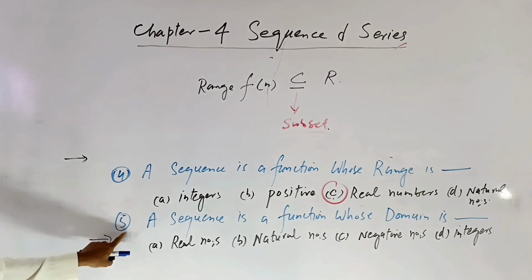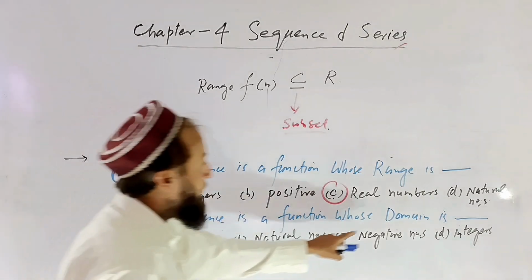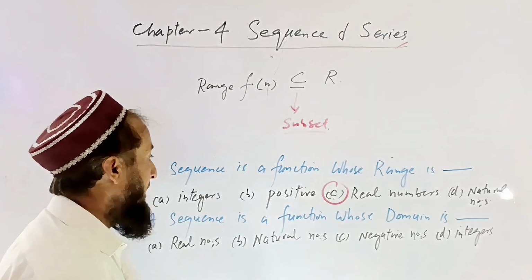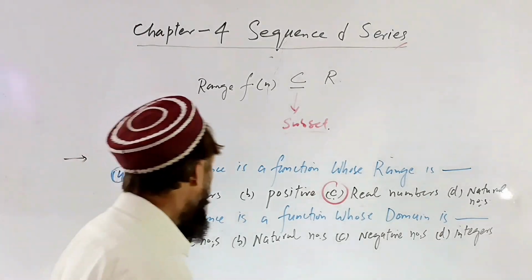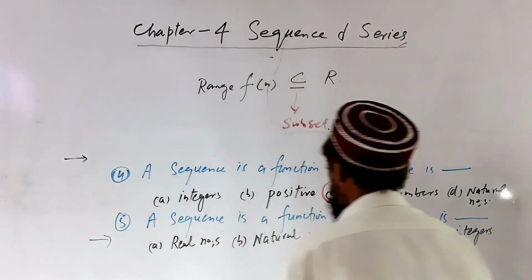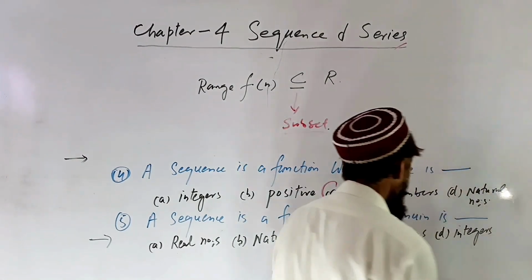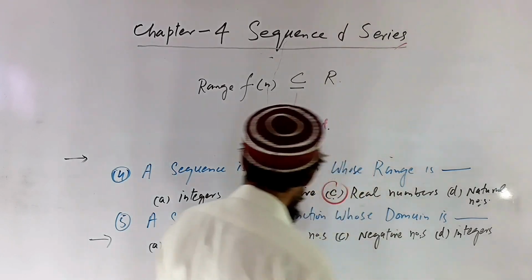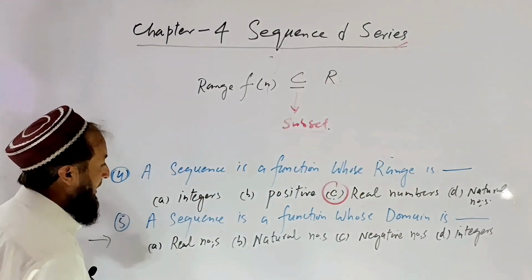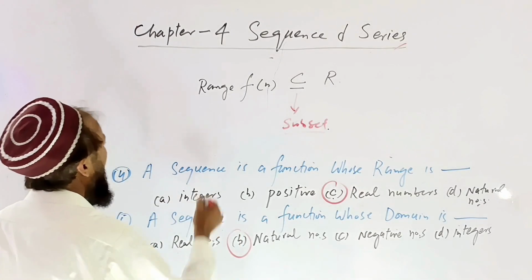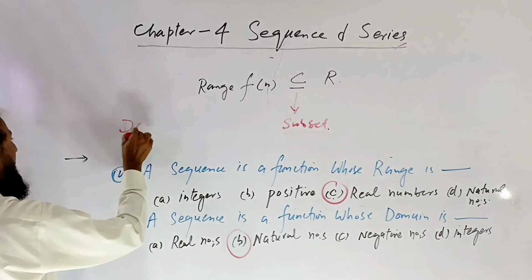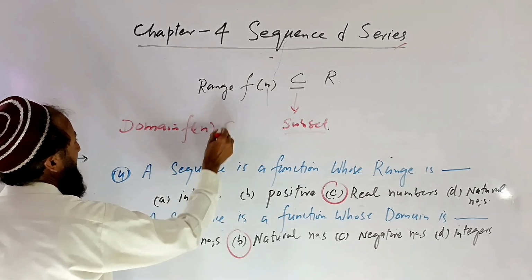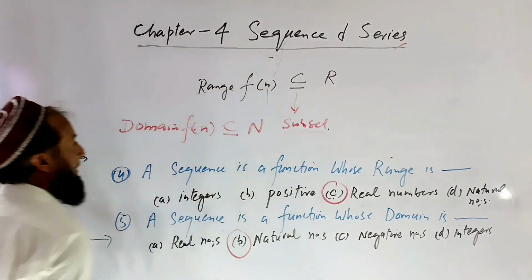Question number 5. A sequence is a function whose domain is the set of positive integers or natural numbers. If we consider natural numbers, negative numbers and integers, natural numbers is the correct answer. The domain of any function is a subset of natural numbers.